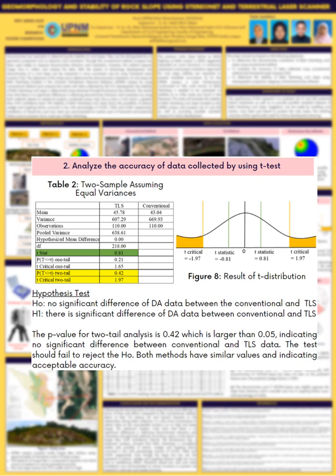Analyze the accuracy of data collected by using a t-test. The p-value for two-tail analysis is 0.42, which is larger than 0.05, indicating no significant difference between conventional and TLS data. The test fails to reject H-null. Both methods have similar values, indicating acceptable accuracy.